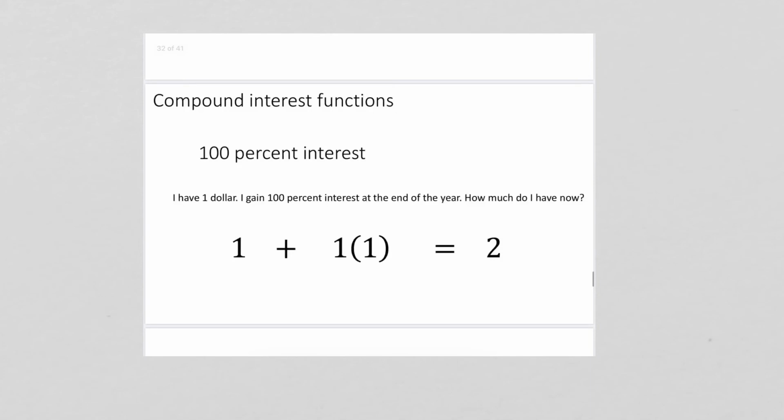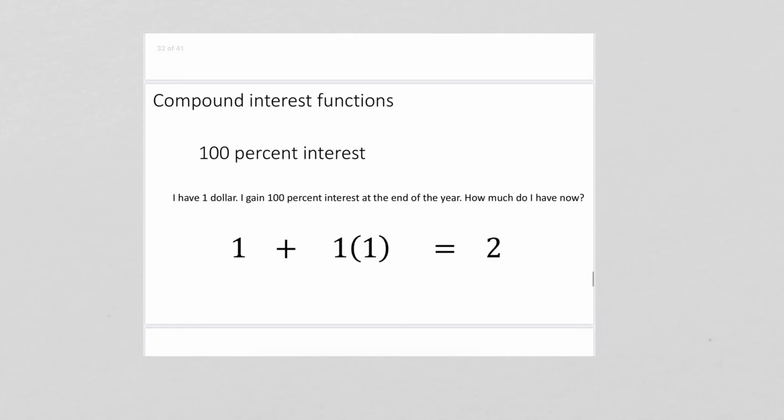So, compound interest example. We're going to talk about 100% interest first. Obviously, if I have $1 and I gain 100% interest on that dollar for a year, then I'm going to have $2 at the end of the year, okay?